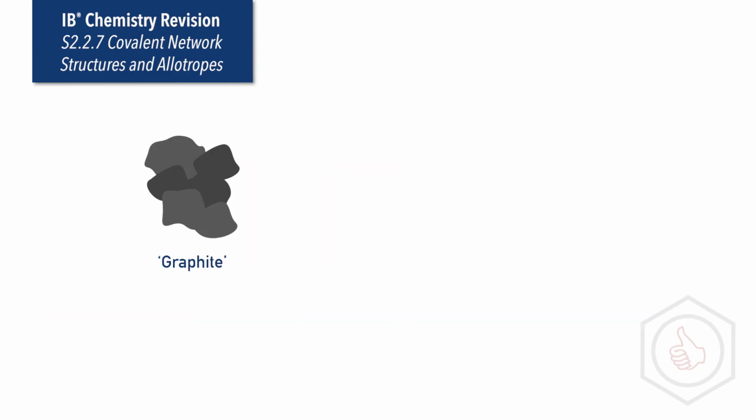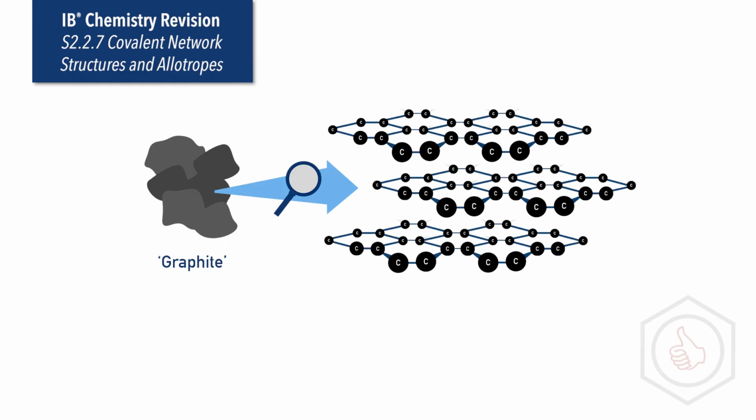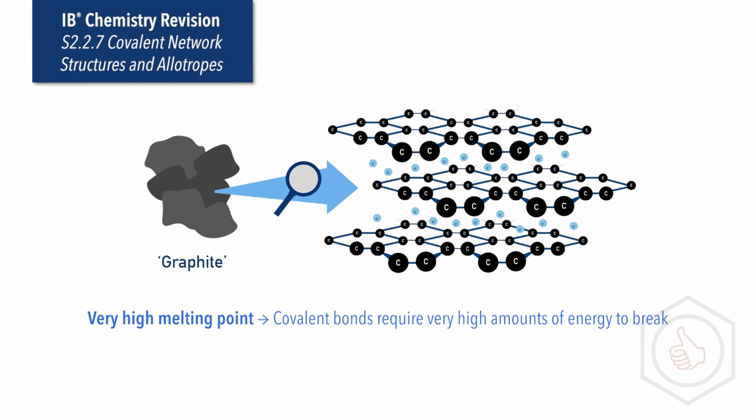In graphite, however, each carbon atom only covalently bonds to 3 other carbon atoms, forming hexagonal layers. There are delocalized electrons between these layers, and weak forces of attraction hold the layers together. Like diamond, graphite also has a high melting point because to melt graphite you need to break lots of strong covalent bonds between carbon atoms.